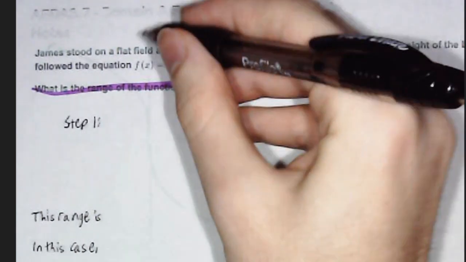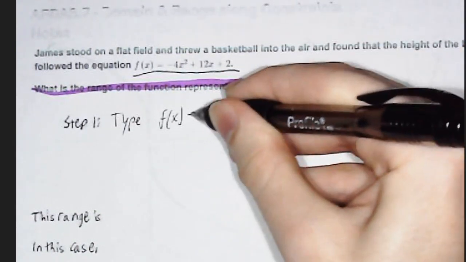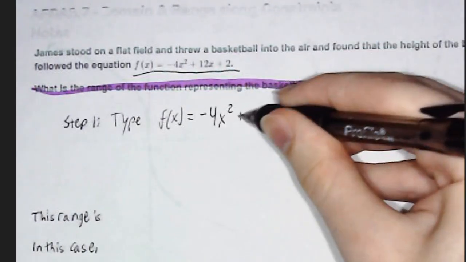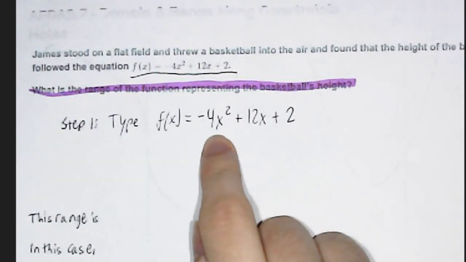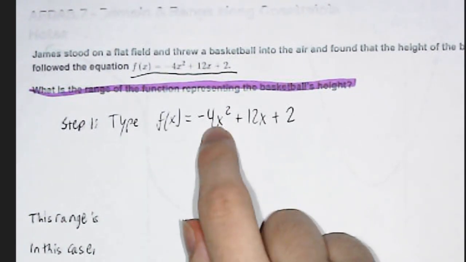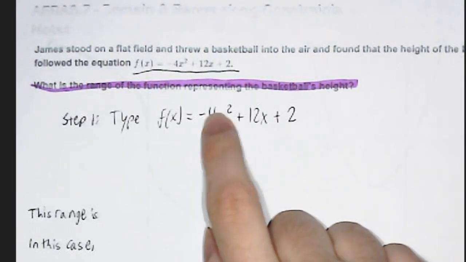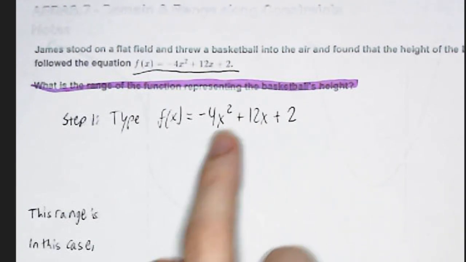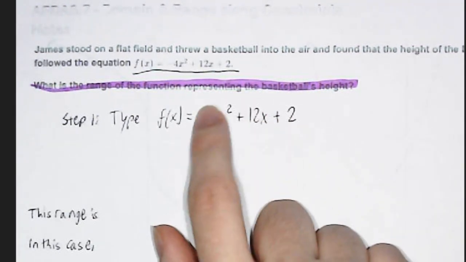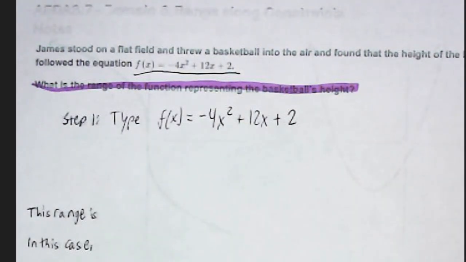So, step one, that's the equation. So we're going to type f of x equals negative 4x squared plus 12x plus 2 into Desmos. Now notice that this is a parabola. It's a parabola because it's got an x squared in it, right? This is a quadratic function, and we're going to type that in Desmos.